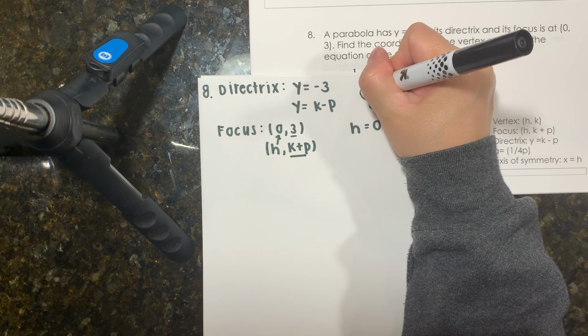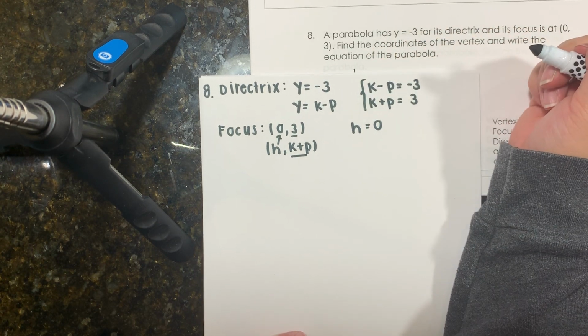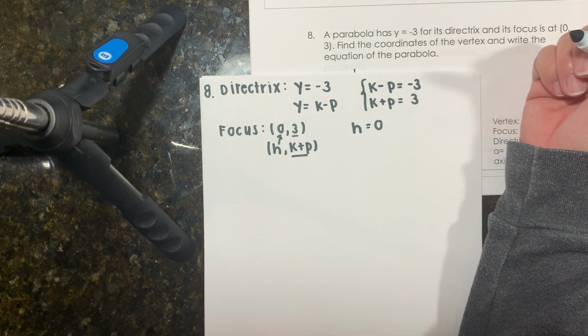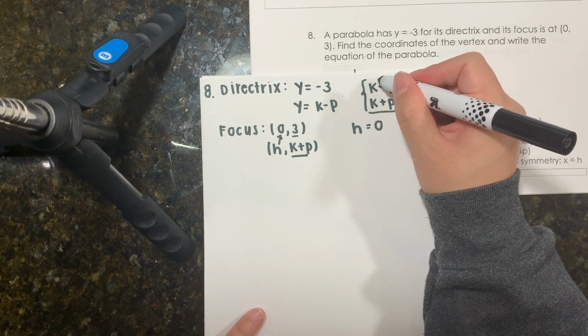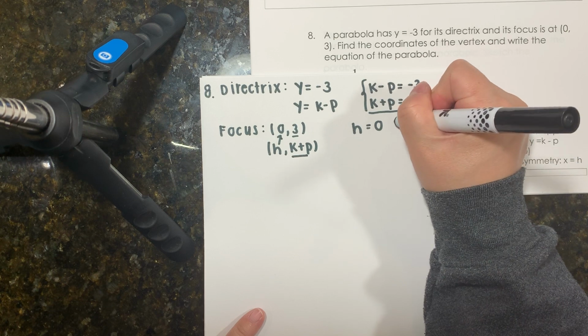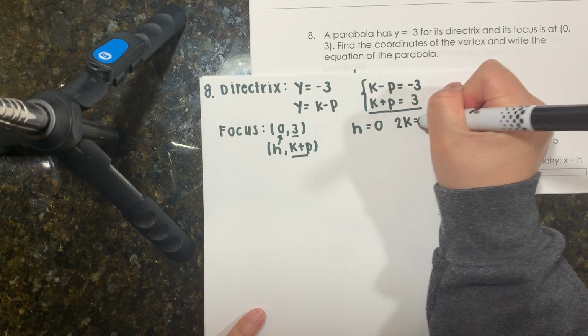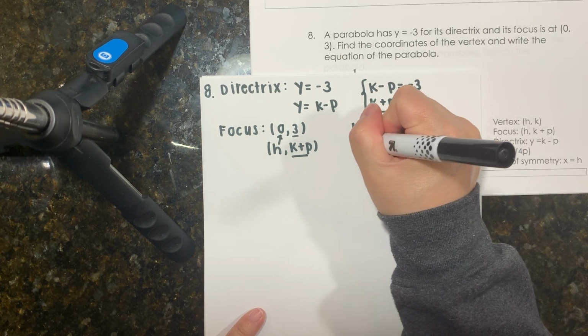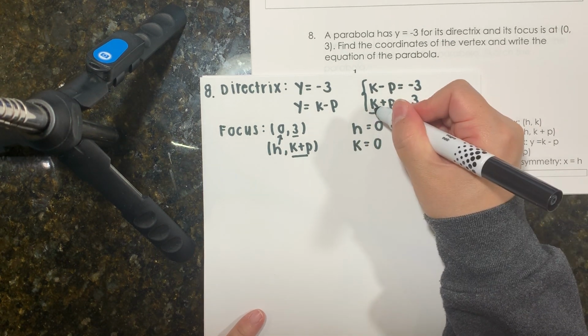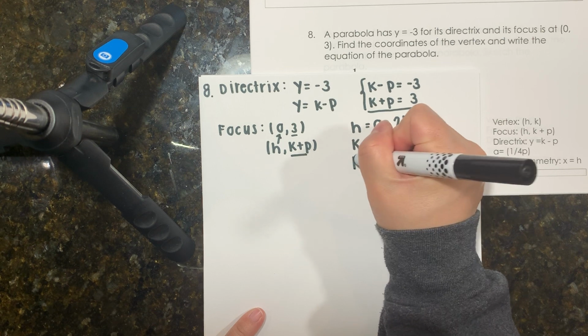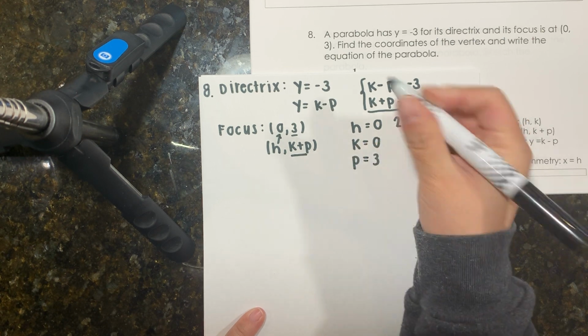Well, if I have these two equations, k minus p is equal to negative 3 and k plus p is equal to 3, I could actually do elimination there. The p's would cancel, and I would have 2k is equal to 0. So therefore, k is going to be equal to 0. Now, if k is equal to 0, then my p is going to be equal to 3.